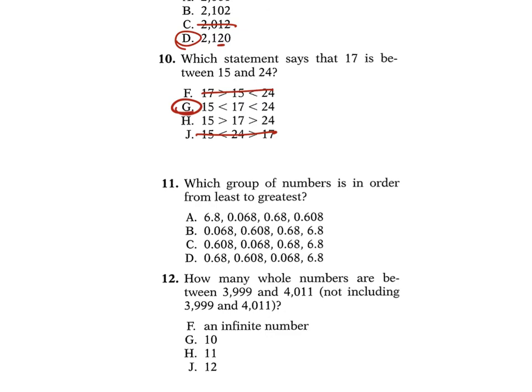For 11, it says which group of numbers is in order from least to greatest. So the lesser of all of these numbers is B, the 0.068.